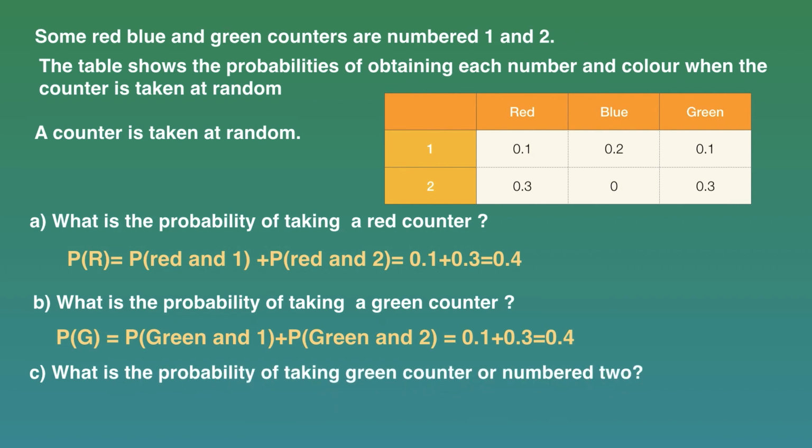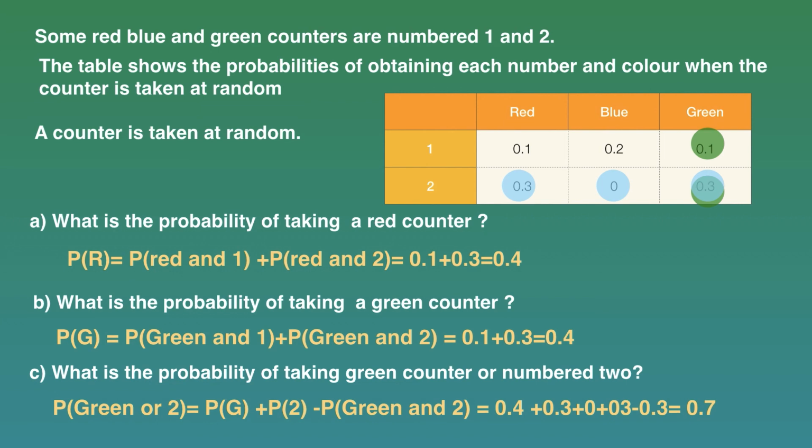In part C, we need to find the probability of taking green counter or number 2. Probability of getting green counter is given by adding the green column, which is also the answer to part B of the question. But we must also include the probability of getting the counter with number 2. This is the same as the row total of 2. However, note that we have already included the probability of getting green and number 2 on the counter when we found out the column total. Therefore, we must subtract this probability from the table, and this will give us 0.7.